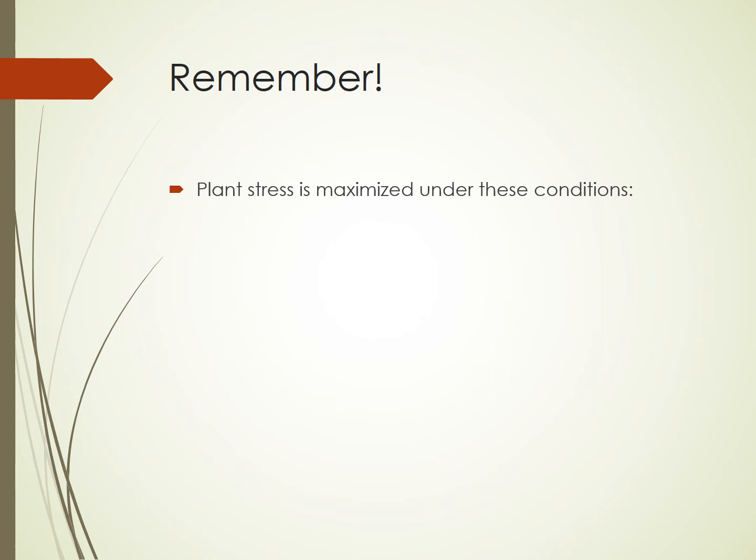Remember that the three conditions under which transpiration is maximized are as follows. So, hot temperatures, above 90 degrees, that's very warm. Transpiration increases as the temperature increases. Dry soils and/or low humidity. If the humidity is very low, then the rate of transpiration is going to increase.